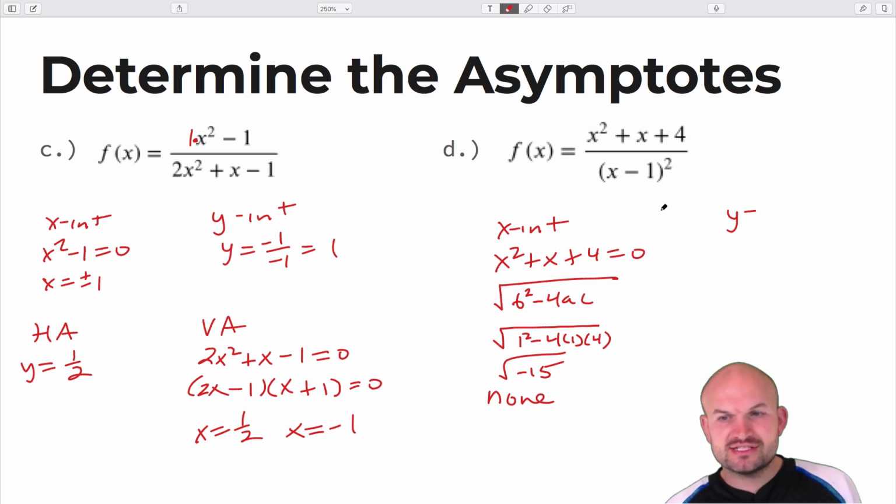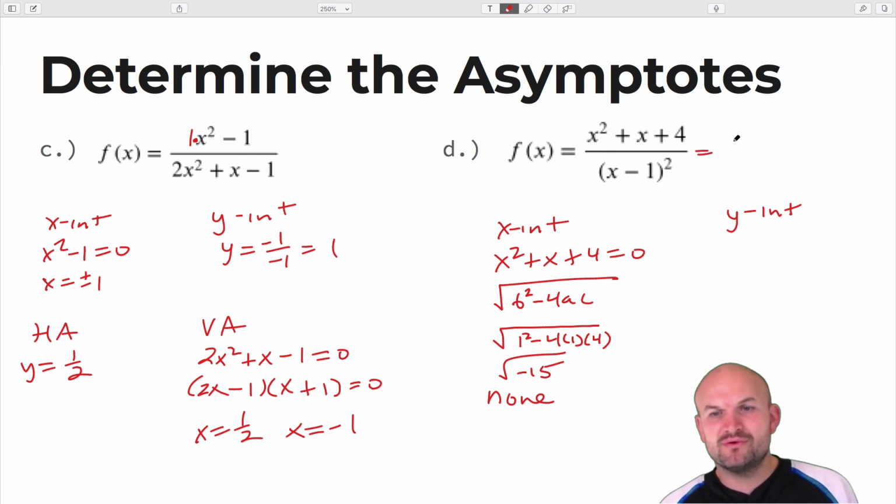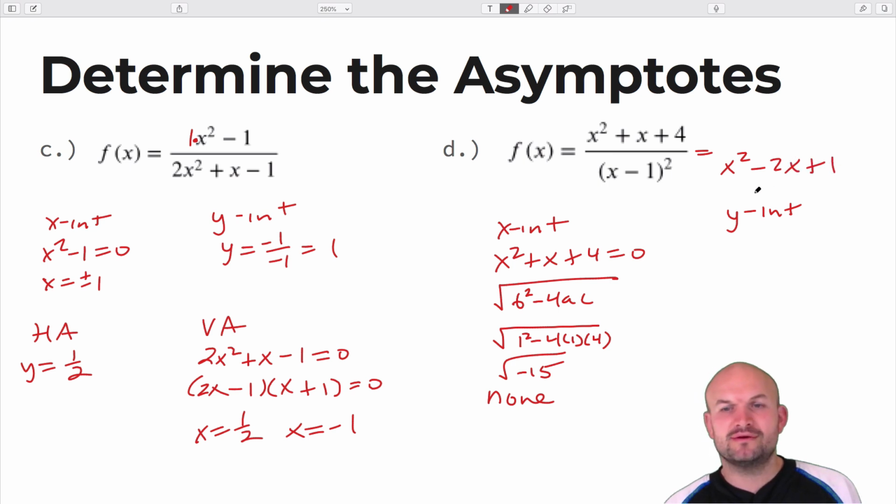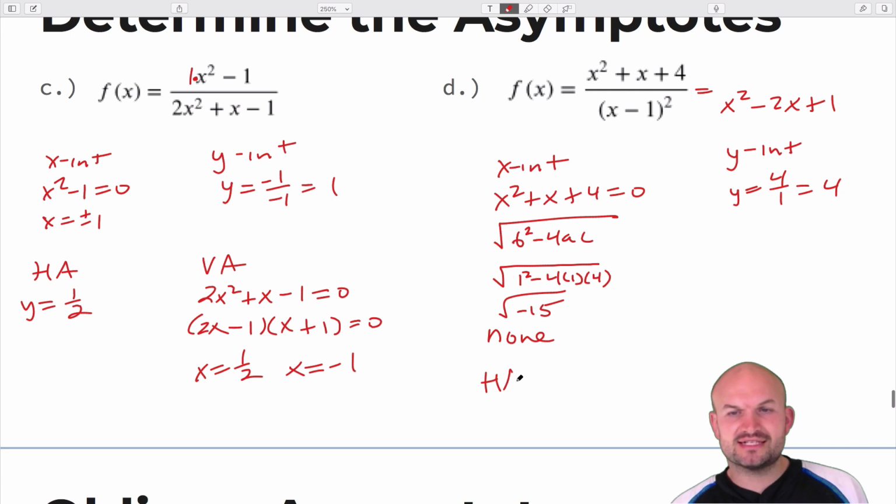To determine the y-intercept, though, we need to understand what is this? Like, we got to make sure this is x squared, right? So if we write this in factored form, this would be x squared minus 2x plus 1. So really, we're going to have y equals 4 over 1, which is just equal to 4. As far as my horizontal asymptotes, they both have a coefficient of 1. So that's going to be y equals 1 over 1, which is just 1.